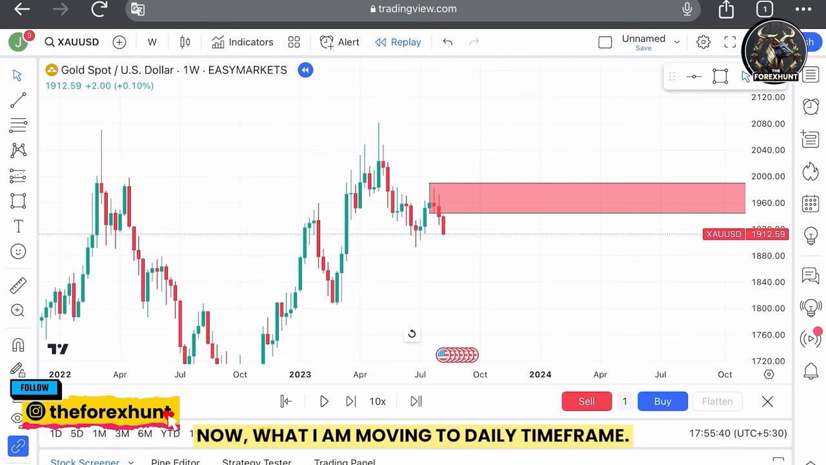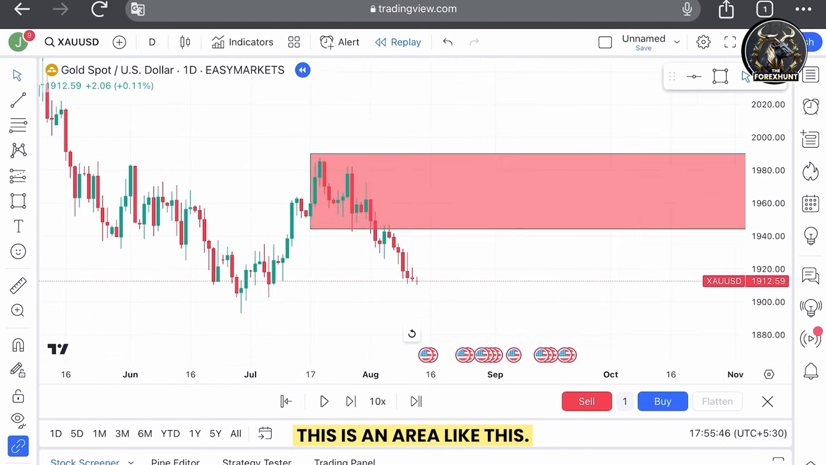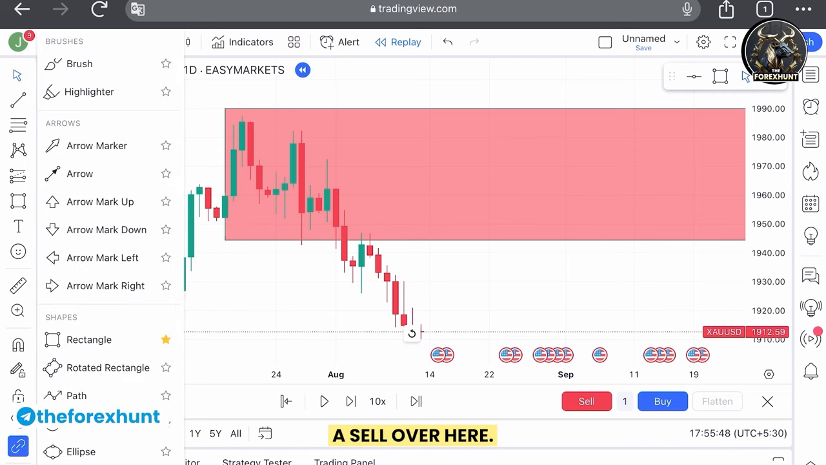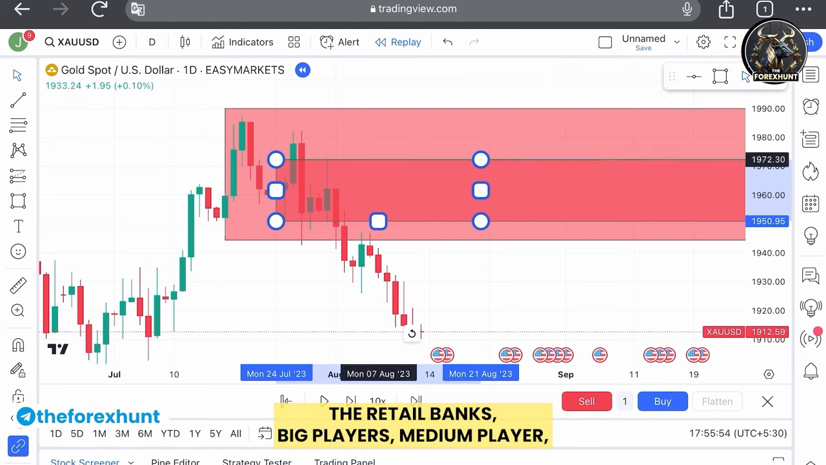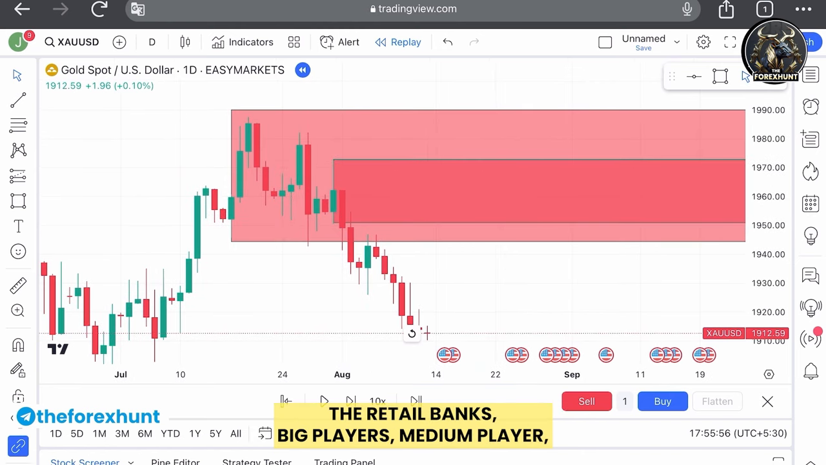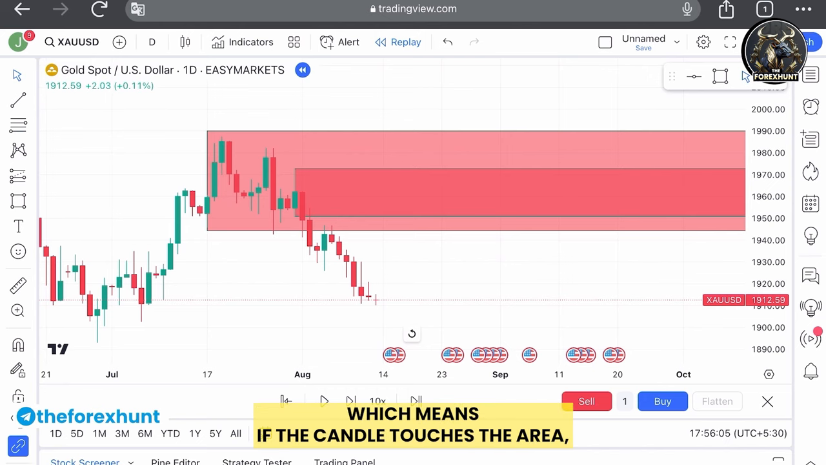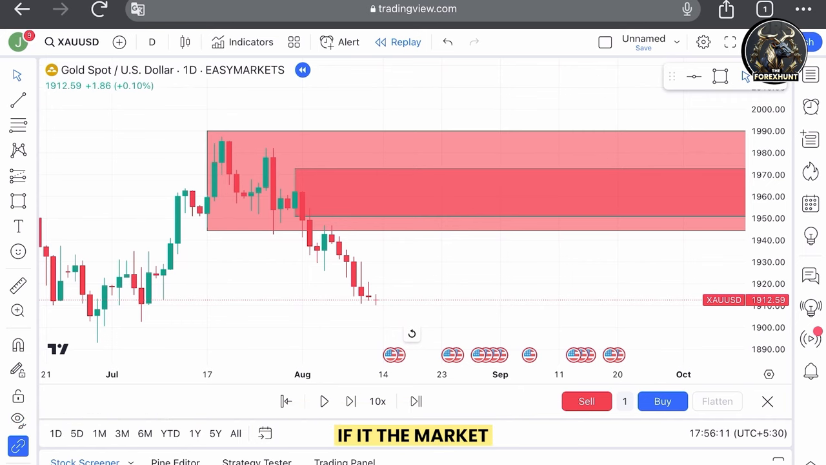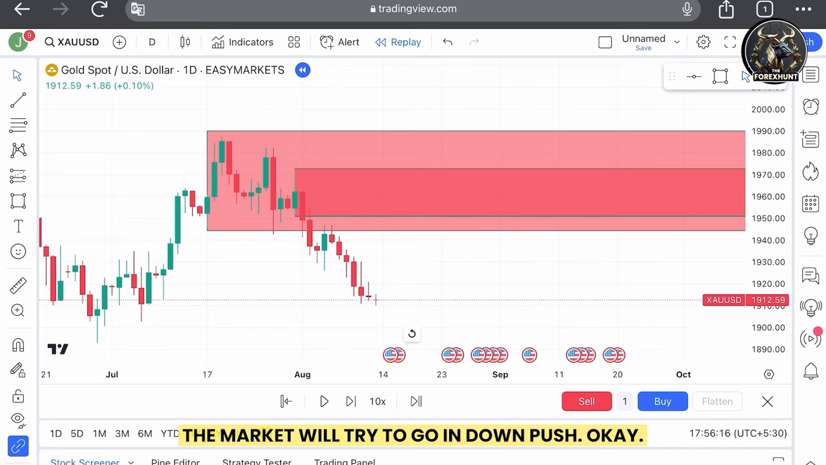Now what? I am moving to the daily time frame. In the daily time frame, we will see this is an area like this. I am placing a sell over here. This is an engulfing sell in the daily time frame, which means the retail banks, big players, medium players, they want to go in a sell direction in the daily time frame, which means if the candle touches the area, if the market grasps the quantity of orders from the particular area, the market will try to go in a down push.